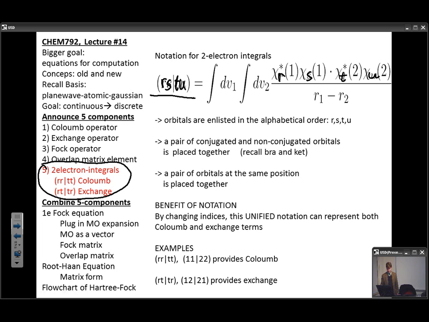So there is a maximal number of 4. Then one puts round brackets and agrees on a convention that bra and ket, conjugated and non-conjugated functions, are coming in pairs here and there. And atomic orbitals inspected at the same position in space are also placed nearby.